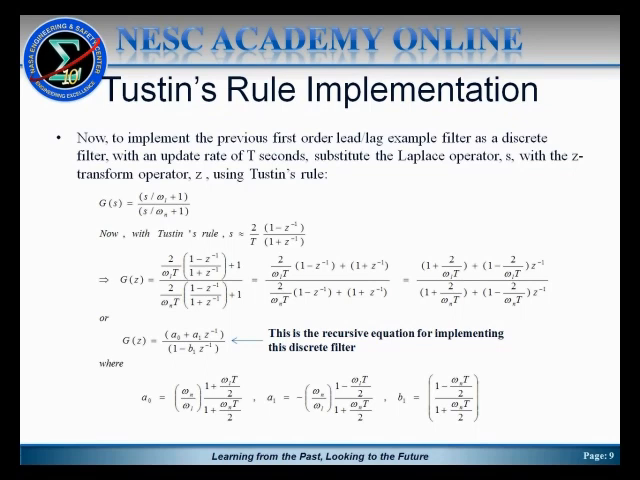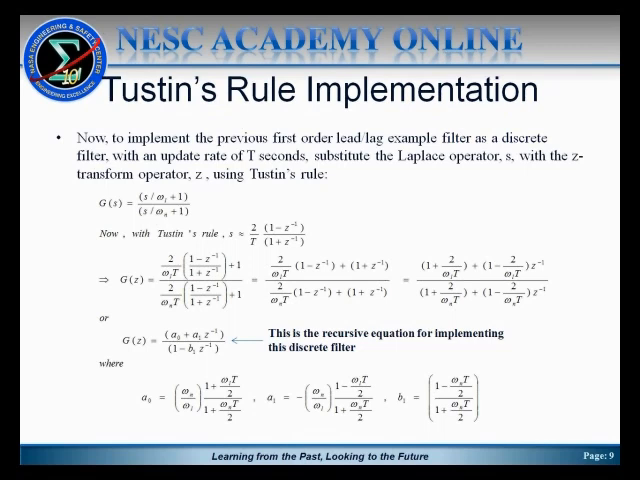So substituting that into the transfer function g of s, we can write it as g of z now. By carrying out some algebra, you can show that's equivalent to the form shown towards the bottom of the page, where g of z is a0 plus a1 times z to the minus 1, divided by 1 minus b1 times z to the minus 1. And that is the recursive equation for implementing that discrete filter. We'll show how that is actually implemented in a couple of slides.